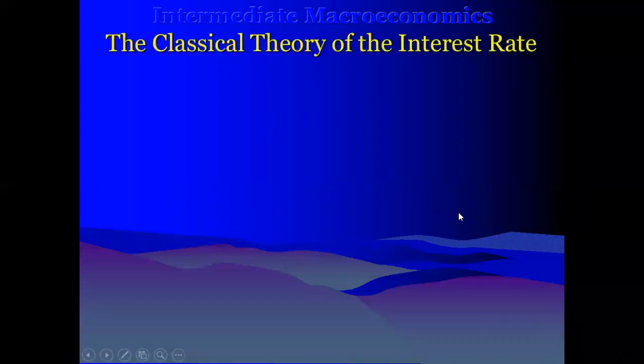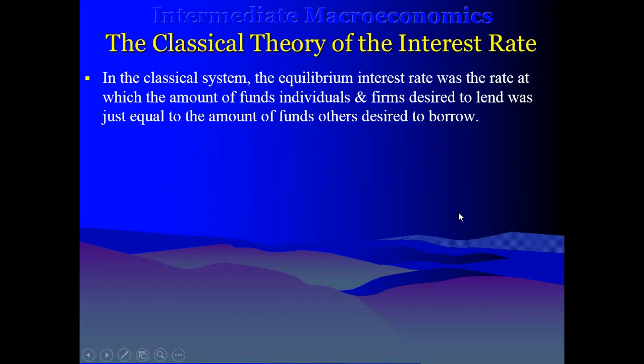Okay, so we'll be looking at the theory of interest rates. In this system, when we are talking about interest rates, we are talking about the rates that bring lenders and borrowers together. In other words, this is the rate at which the quantity of money that individuals, firms, and the government wish to lend will be the same as the quantity the same economic units are willing to borrow.